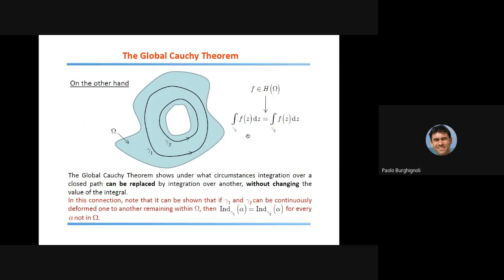So we have, as I say, the criterion to change the integration domain, the curve, without changing the value of the integral. Note that it can be proved that if gamma 1 and gamma 2 can be continuously deformed one to another, and there is a mathematically precise way of defining what this means, a continuous deformation of a curve into another, still remaining, of course, within omega, then it can be proved that the winding number does not change for any point outside omega. So we are in the position of saying that the value of the integral does not change. Okay, and this is useful in applications.